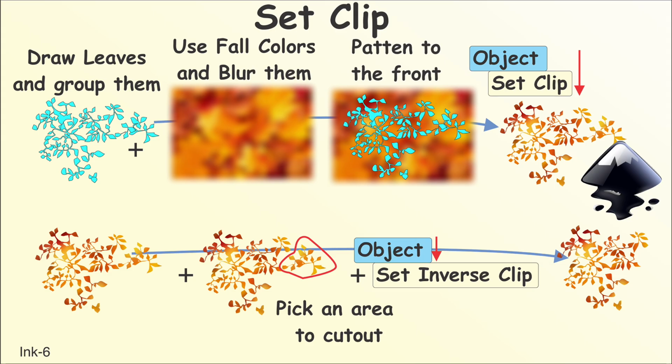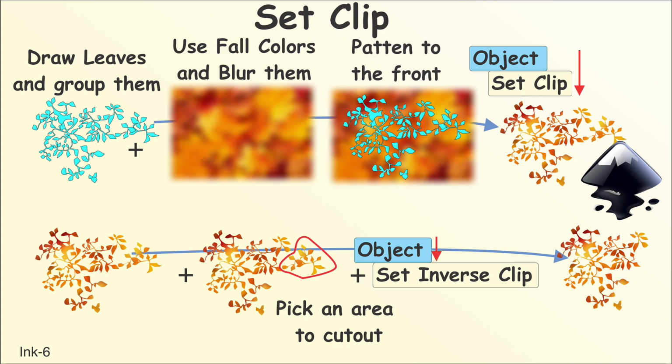I use this in every painting with trees. Draw a slew of random leaves, then group them together, find some fall colors somewhere and blur it up. Duplicate the pattern and the color patch for safety. Send the color to the back, scroll over both items and pick Object Set Clip. Only the colored leaves remain.